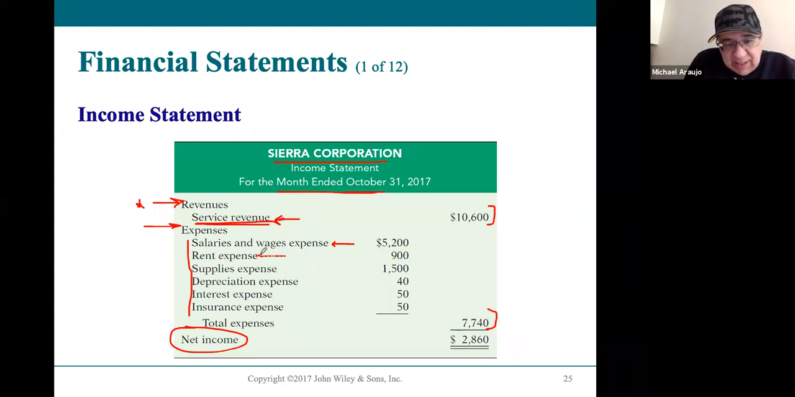Rent expense is a specific expense account. It tells us how much this company paid in the month of October for rent. Now, this might surprise you, but most companies don't own their own buildings. Some companies do, like Walmart, Wendy's, and McDonald's, they tend to own their own buildings. But the vast majority of businesses out there rent.